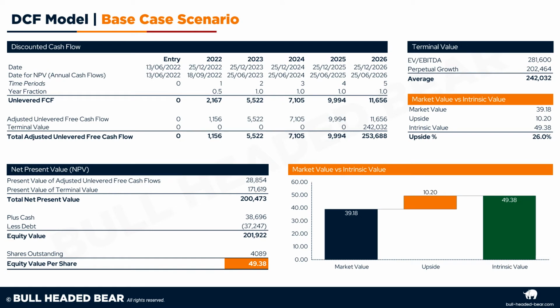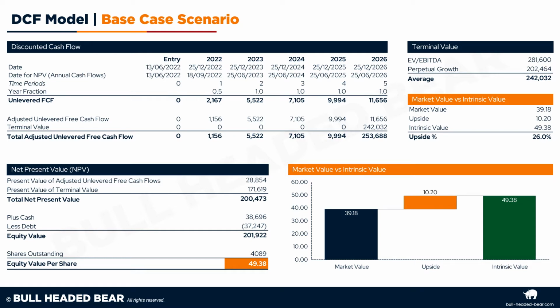Moving to the DCF then, we've got the unlevered free cash flow, which we've already just gone through. You can see that this is slightly adjusted because we're halfway through this year, so the cash flows are adjusted for that. For the terminal value, we've used the EV to EBITDA multiple and the growth exit, taking an average of these. The terminal value and then the adjusted unlevered free cash flow, we then get the total adjusted unlevered free cash flow.